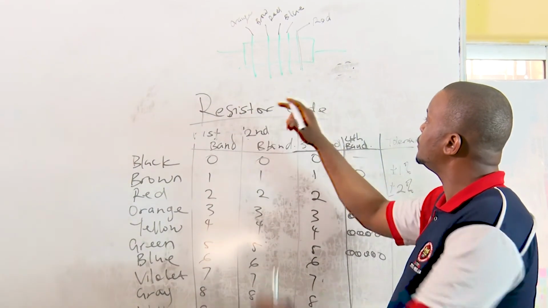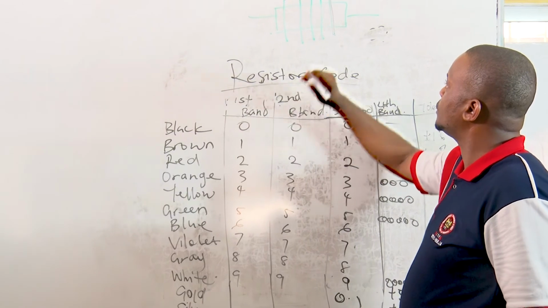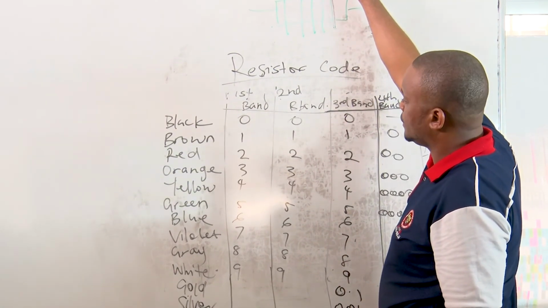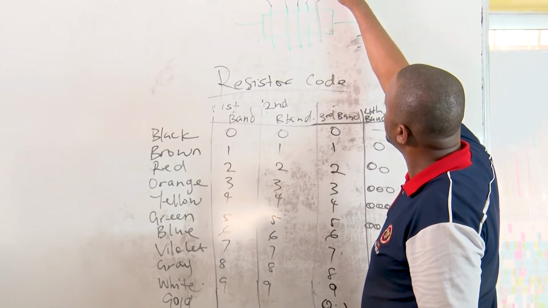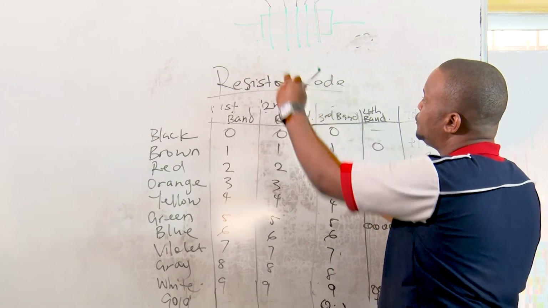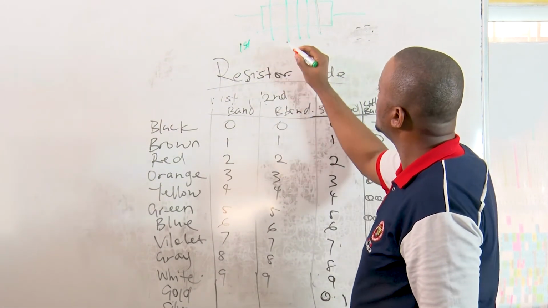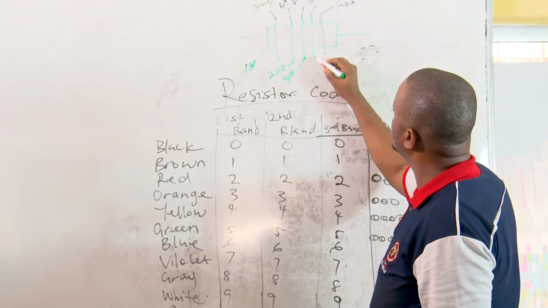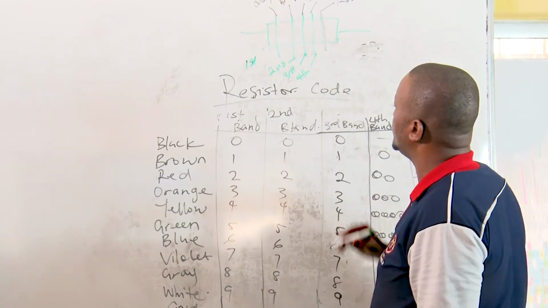So this is now reading from left to right. This is your first. Okay, let's make this so we don't have too many colors. Let's make this orange as well. So we have this as your first band. We have the second band. This as your third band, and then this is your fourth band. So this is your tolerance.